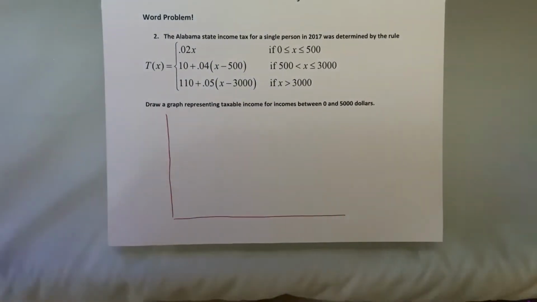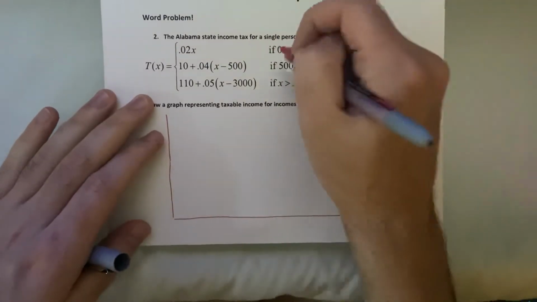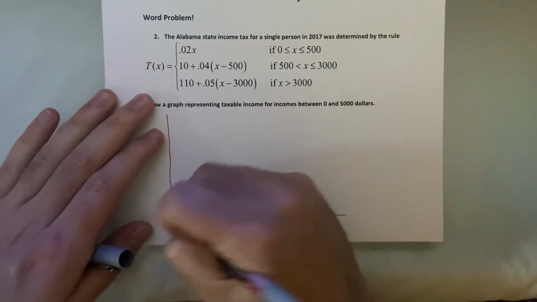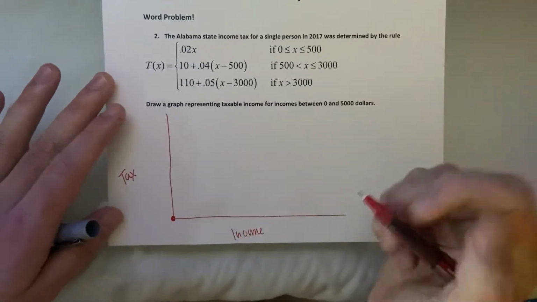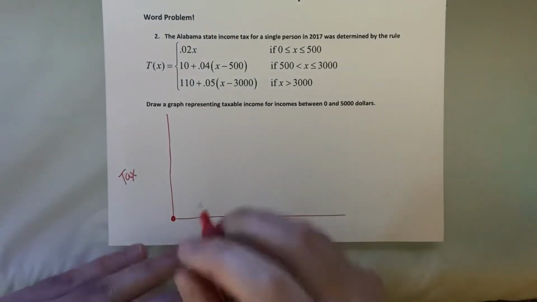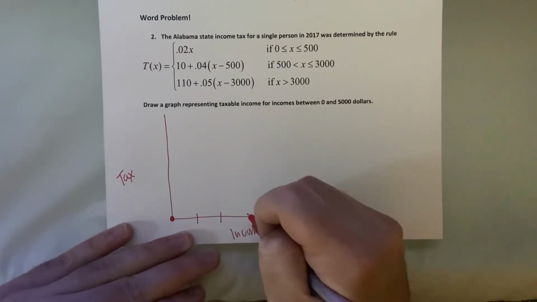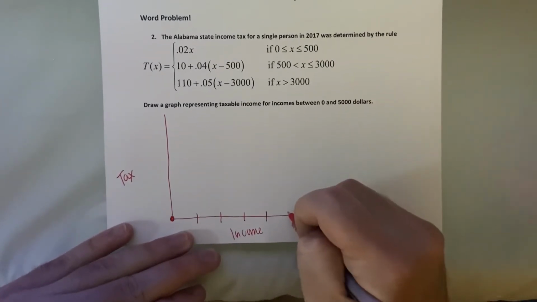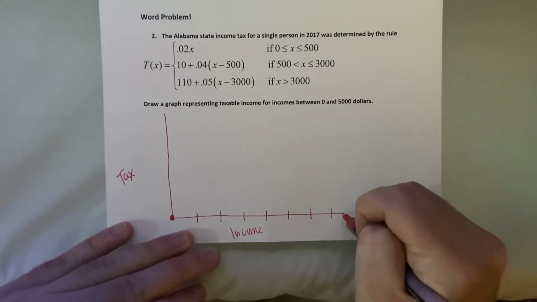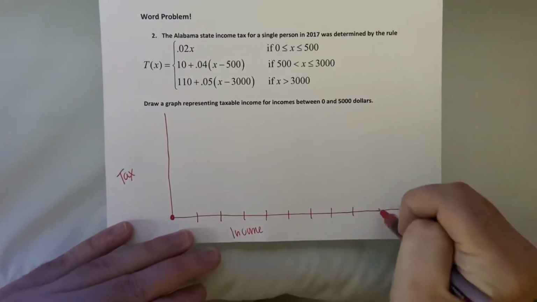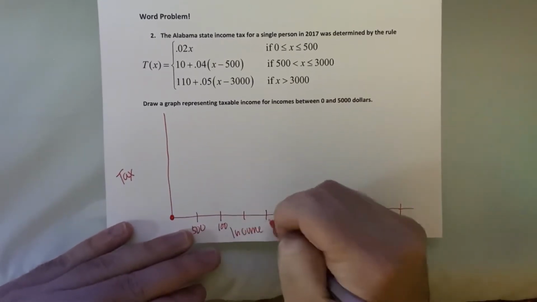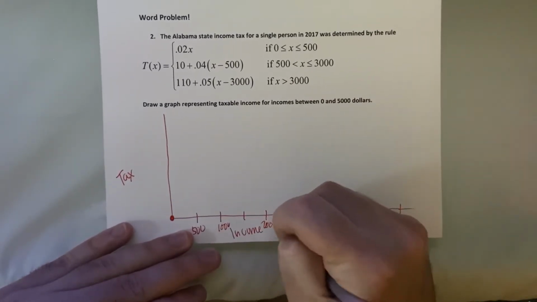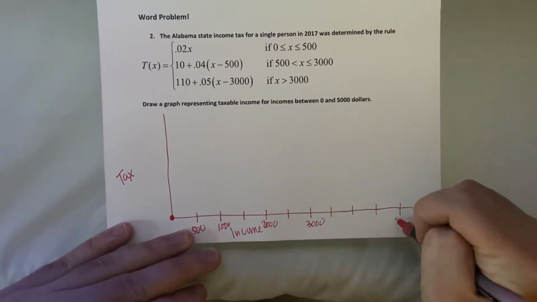You only make positive money, so we're only going to draw like a top quadrant. What are our boundary points? That means if you make $0, obviously pay 0 tax. So let's look at some boundaries. We have 500, 1,000, 1,500, 2,000, 2,500, 3,000. It says it wants it to 5,000. This is 500, 1,000, 2,000, 3,000, and up to 5,000.